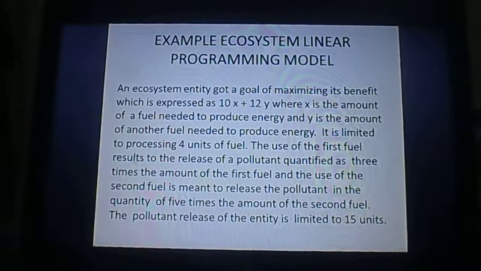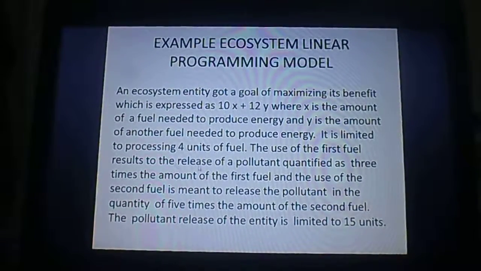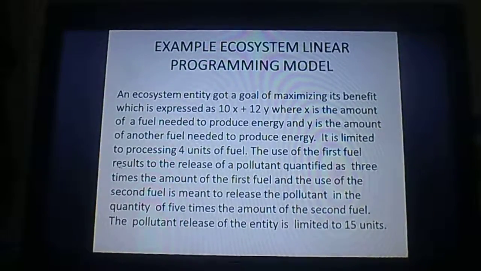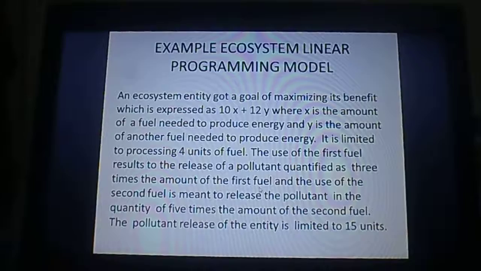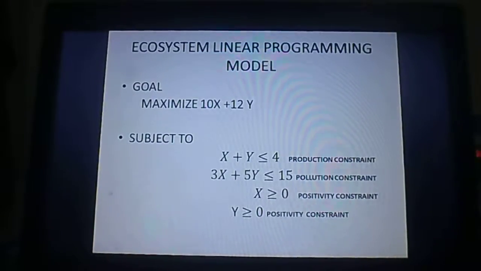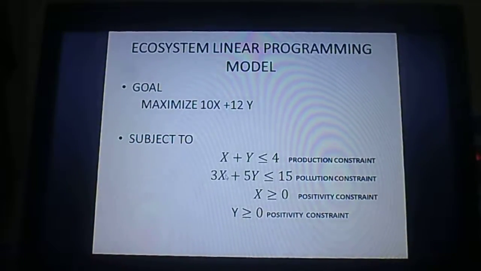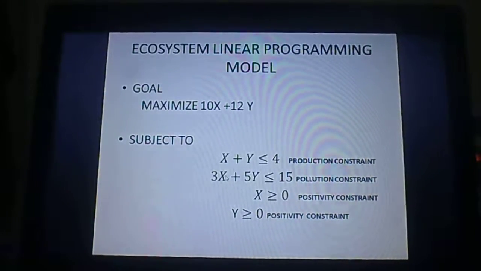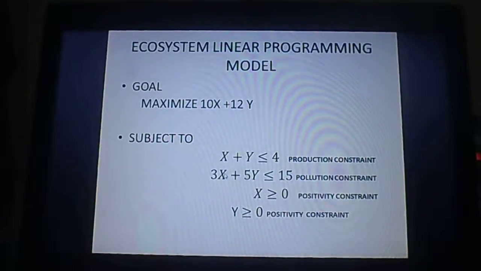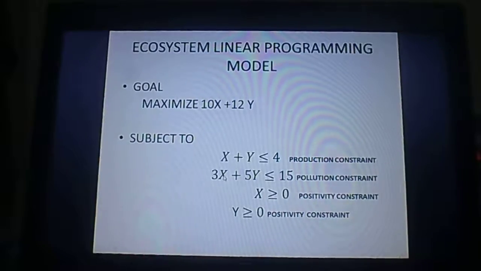The use of the first fuel results in the release of a pollutant quantified as 3 times the amount of the first fuel. So 3 times the amount of the first fuel is the amount of pollutant released by the use of the first fuel.